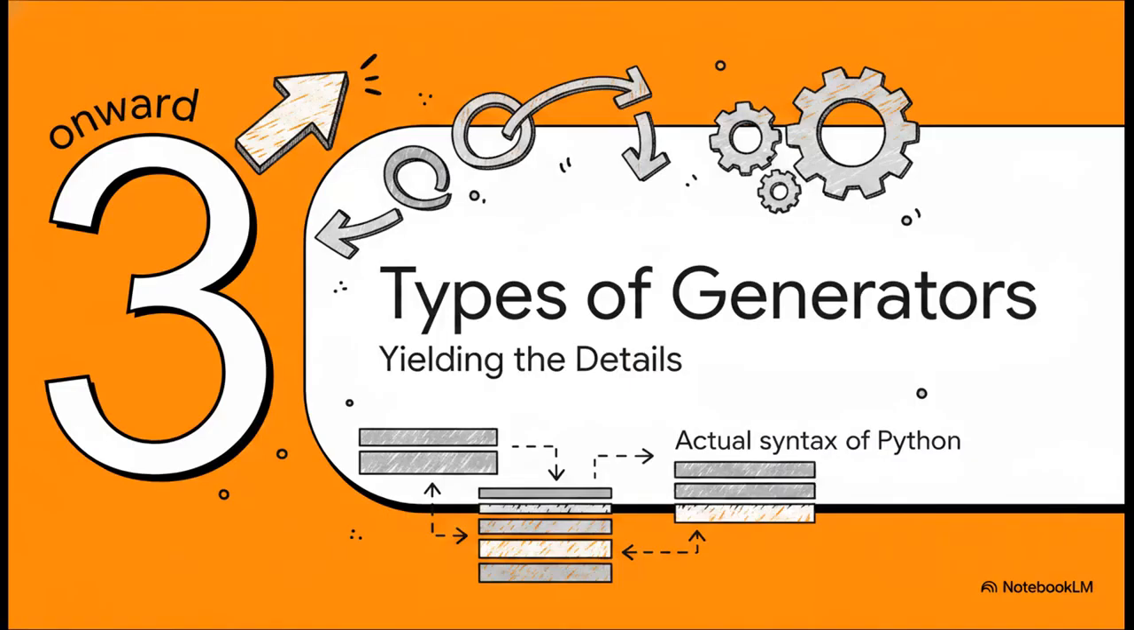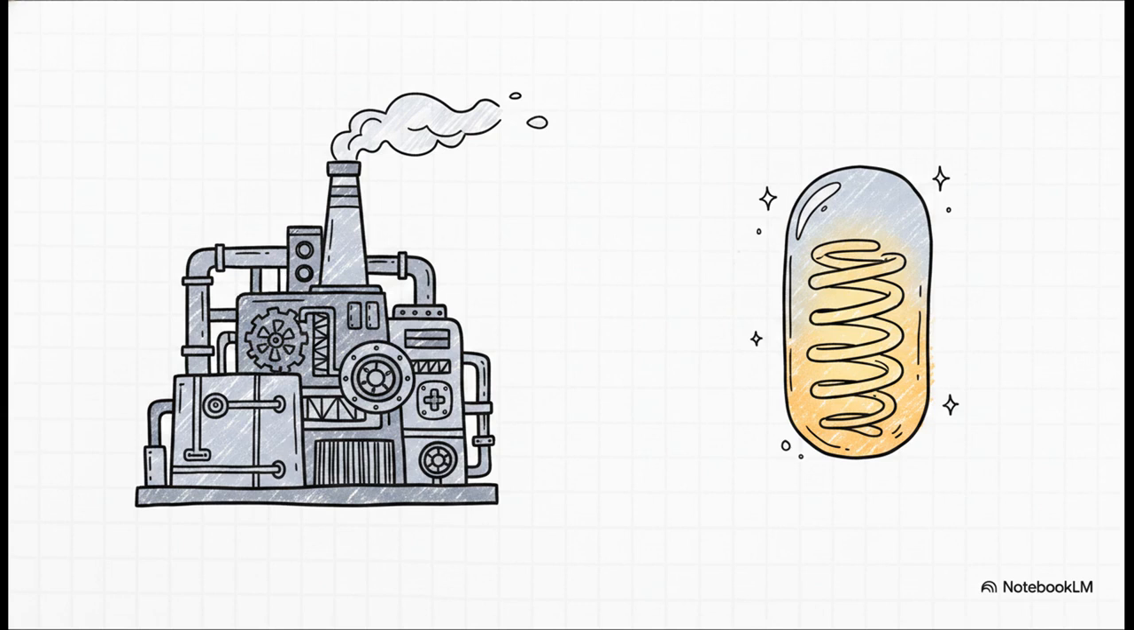All right, on to Section 3, Types of Generators, Yielding the Details. Let's see how this builds. Now, I want to keep our pace really deliberate and gentle here. The great news is that there are essentially only two main ways to create generators in Python, which keeps things beautifully simple for us.